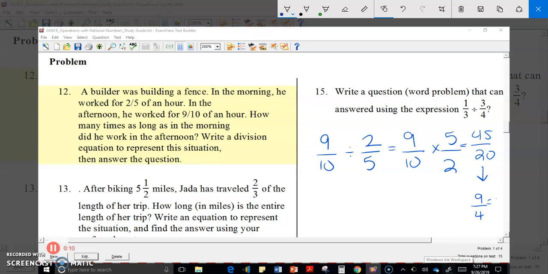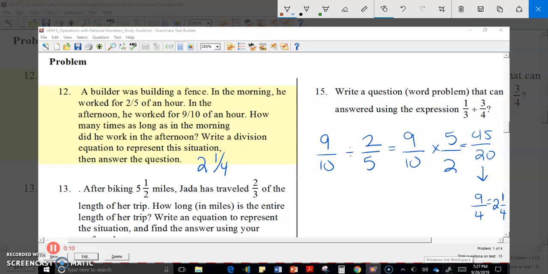how many groups of 4? 4.5. So, in the afternoon, he worked 4.5 times as much as he did in the morning. Oh, wait, whoa. Ms. Monster is having a moment. There are 2 groups of 4. Sorry. He worked 2 1/4 times as much in the afternoon as he did in the morning. So it's 2 1/4.